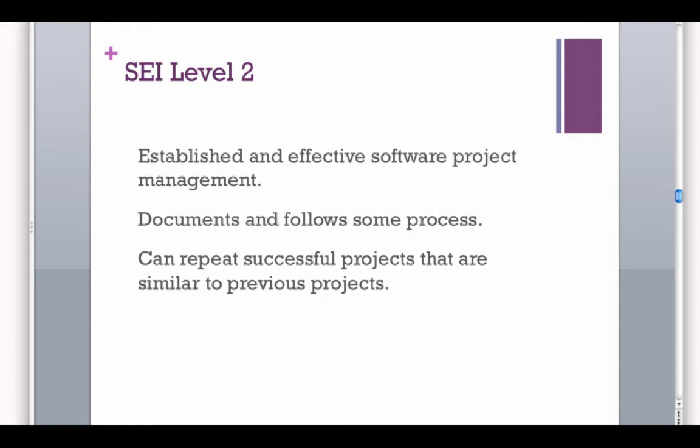So early on in this group, there really was no process. We were level 1. But over the 2 years that I was there, we had gathered enough knowledge about what works in this group and what doesn't. So towards the end there, we had some idea about what our process should be. And we could in fact repeat projects that are similar to previous projects. And when I was leaving, that's exactly what we were doing.